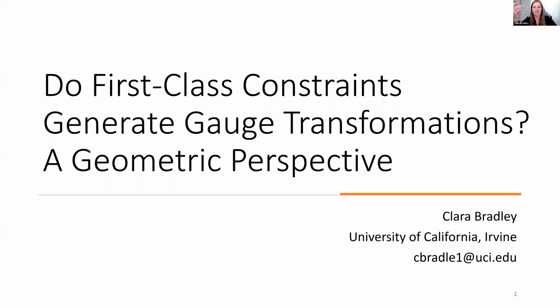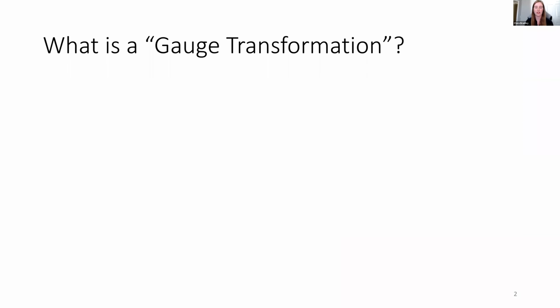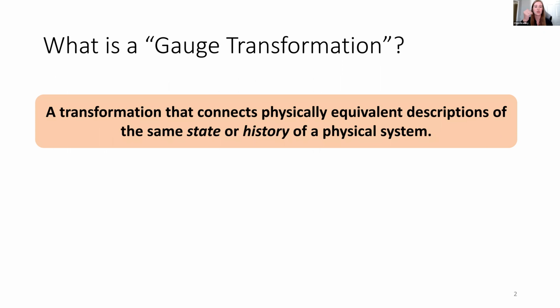But first, in order to get a better grip on this question, we first need to know what a first-class constraint is and what a gauge transformation is. So starting with the latter, what is a gauge transformation? Well, there are several definitions in the literature, but the guiding notion that's going to be important for the purposes of this talk is that a gauge transformation is a transformation that connects physically equivalent descriptions of the same state or the same history of a physical system.